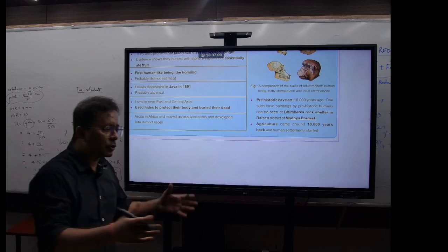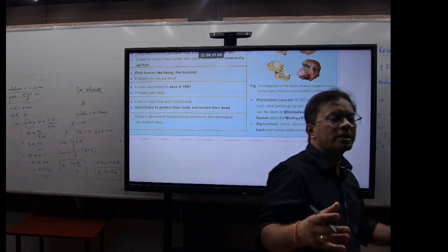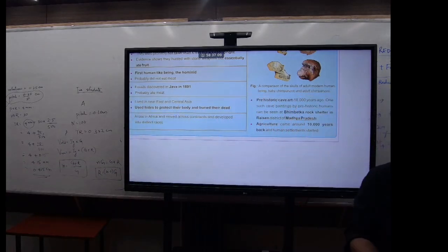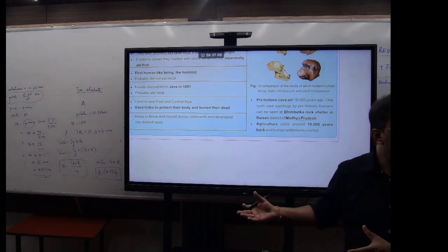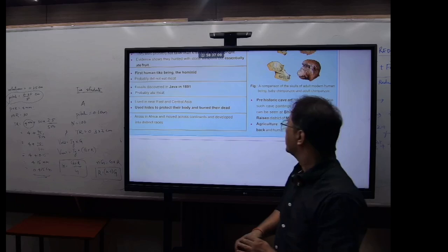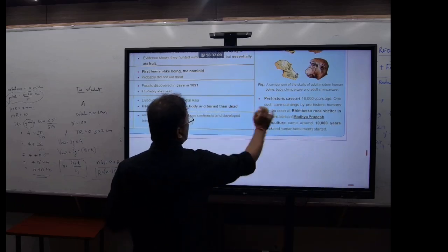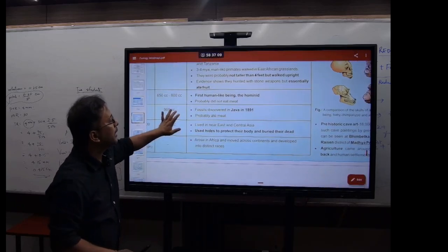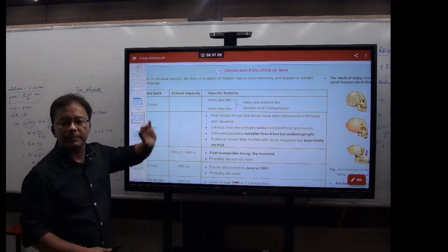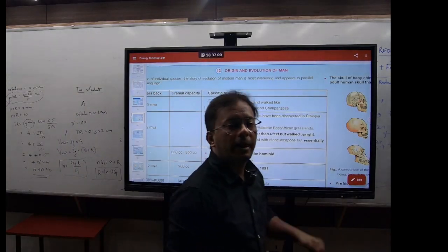And agriculture came around. It's actually 12,000 years, but say 10,000 years ago, and human settlements started. They started living in groups. Groups became colonies. Colonies became villages, cities, and towns. Okay, it's a huge history. But anyway, this is how human evolution has taken place. That's the end of the chapter, evolution.